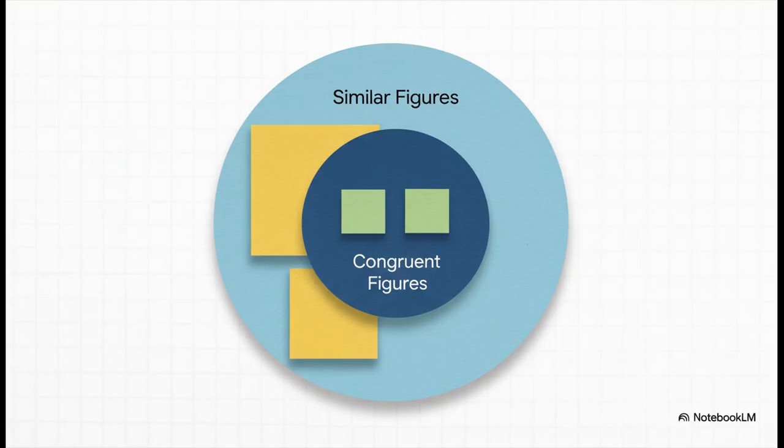And this leads to a super important point. It's a bit of a brain twister at first, but it makes perfect sense. All congruent figures are similar, right? If they're identical, they have to have the same shape. But, and this is the key, not all similar figures are congruent. The family resemblance doesn't make them identical twins.